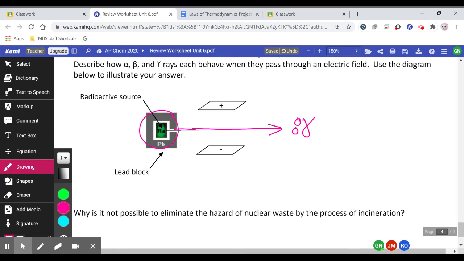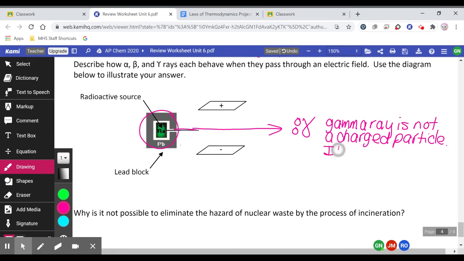And then it wants us to also explain, okay, describe. So what I put on there is a gamma ray is not a charged particle. It is a wave of energy. You can add that. Okay, good. So we've got our gamma ray sorted out.